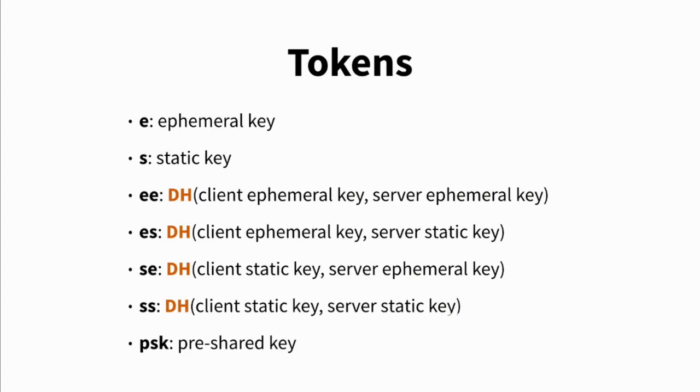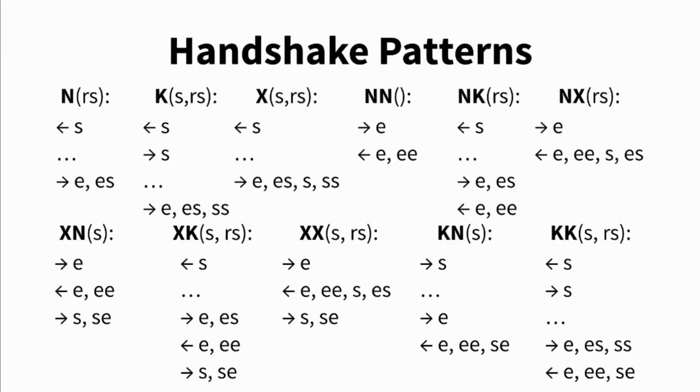There are other tokens. There is a token for static keys, long-term keys. And since there is another kind of key, you can do different kinds of Diffie-Hellman key exchange, where you mix an ephemeral key of the client and the one of the server, or the inverse, or you do a Diffie-Hellman key exchange with both static keys. And if you already have a pre-shared key, a pre-shared secret, you can do that kind of key exchange as well. So really a lot of tokens, and these tokens are used to build a lot of different protocols, a lot of different handshakes.